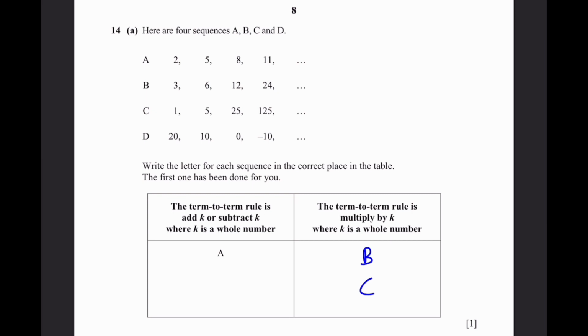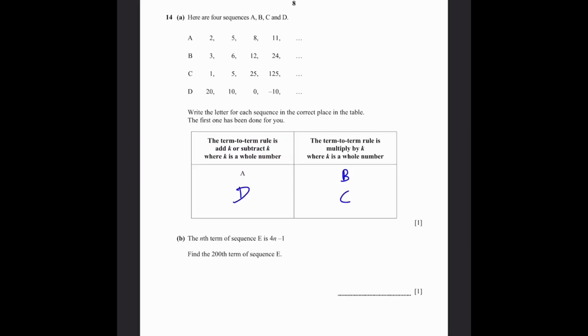D, 20, 10, 0, negative 10. We subtract 10 all the time, and we get all these values. So we subtract k, where k is 10. D comes here.